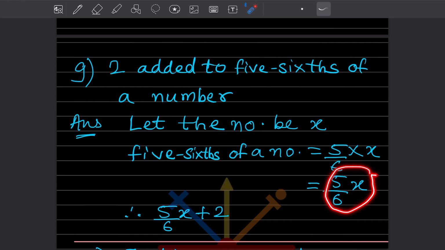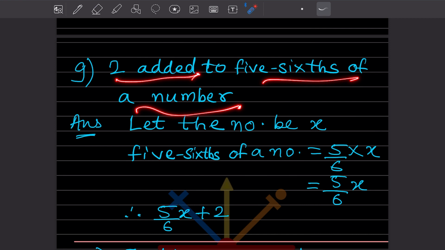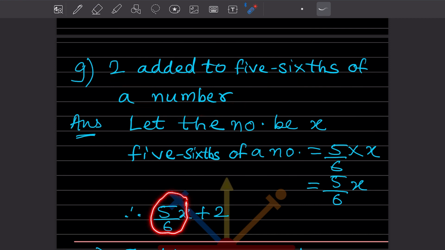So that is not completed. Then what did they say? 2 added to all these things, isn't it? 5/6 of a number, so 5/6x, and you are going to add 2 to it. This is the final answer.